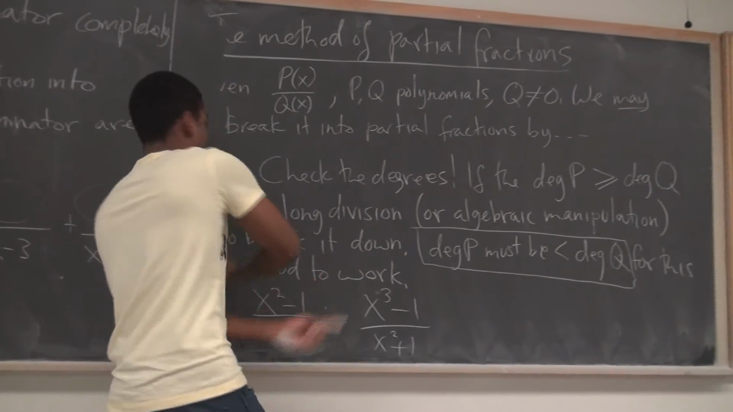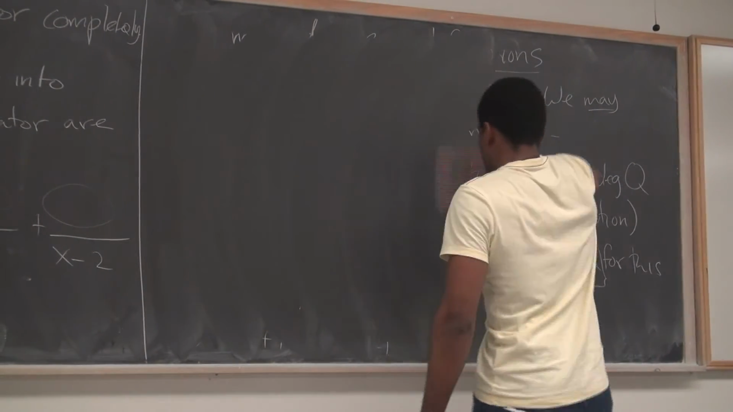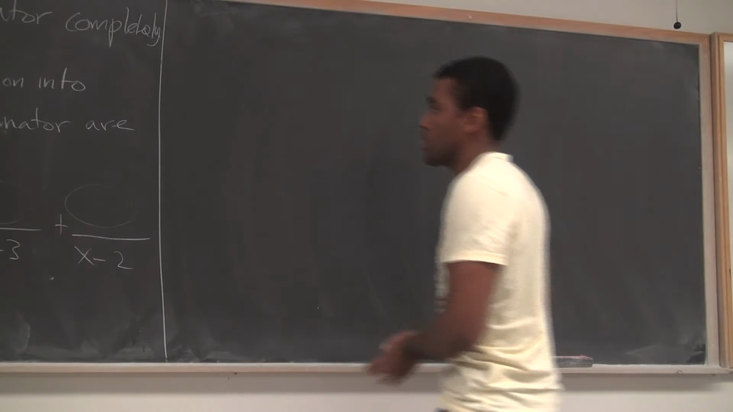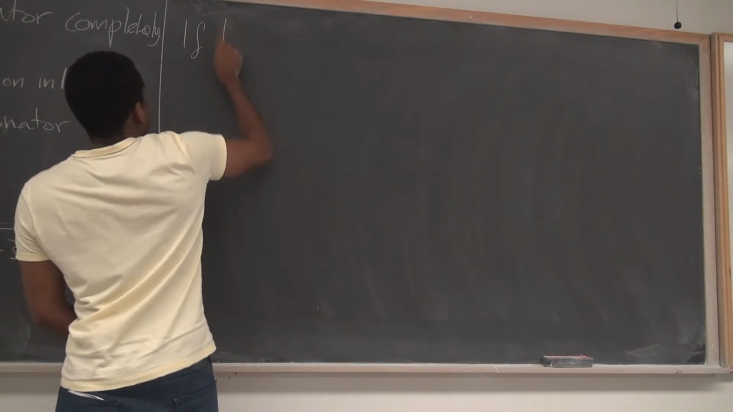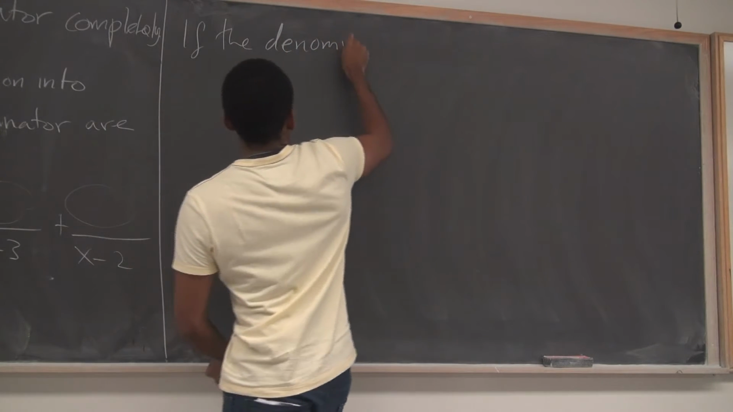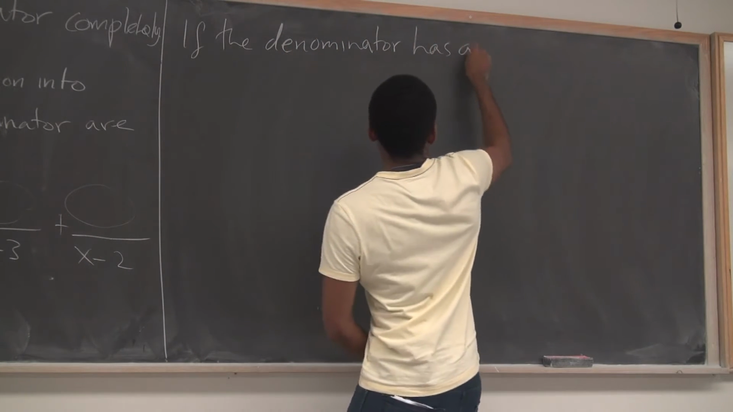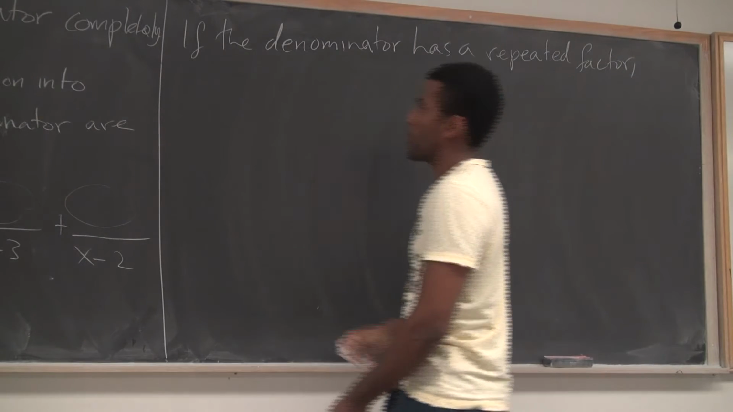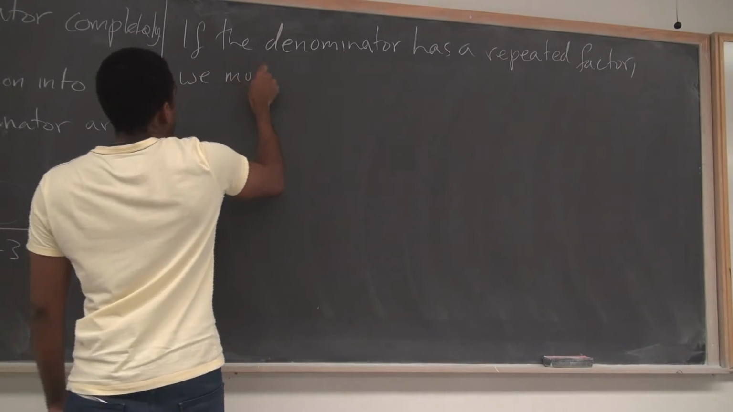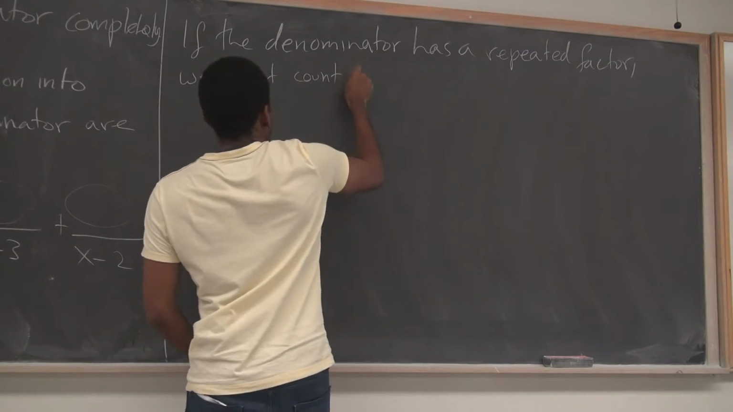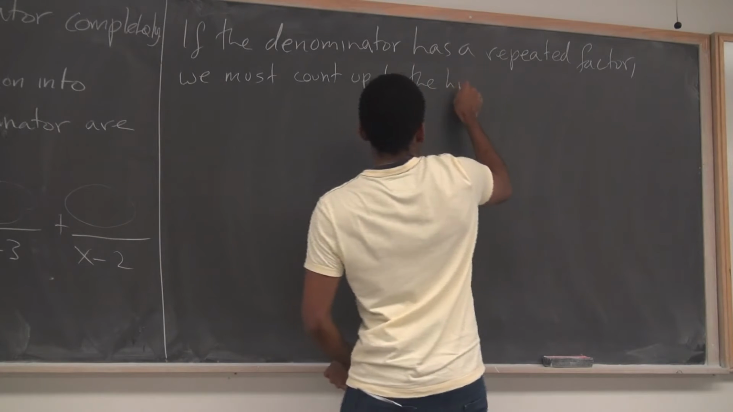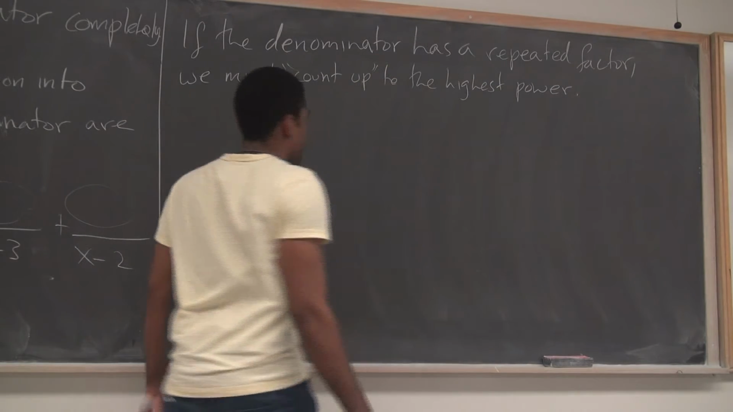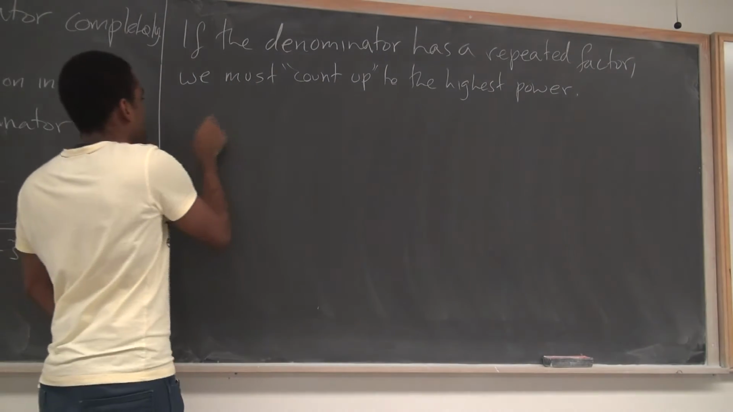Did you guys get this? One caveat though, if the denominator has a repeated factor, it's hard to describe this in words. I'll just show you what I mean. So let's say you had a fraction that looks like this.